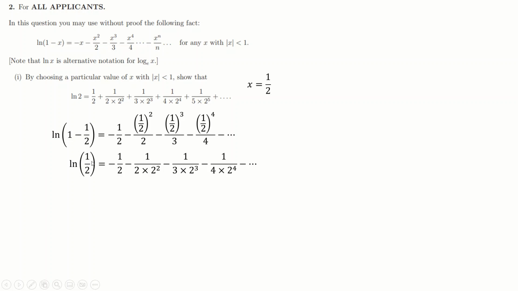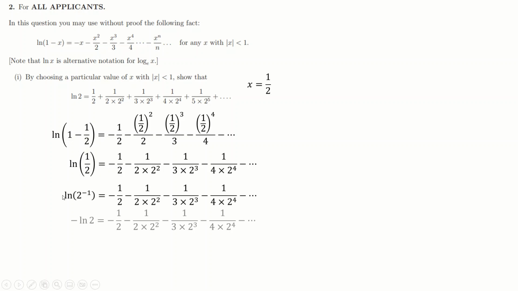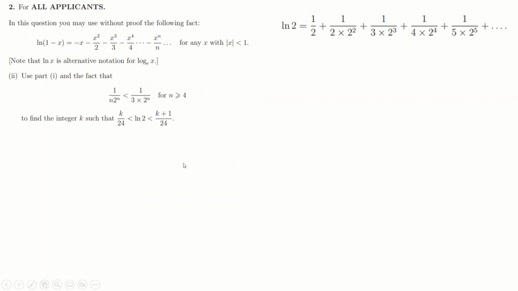1 minus a half is a half. And now where do all these negatives go? Well, a half can be written as 2 to the power minus 1. And by power law for logs, we can move this minus 1 to here, and then we can times everything by minus 1. And we'll get the answer as required. Okay, so that's the first bit done.